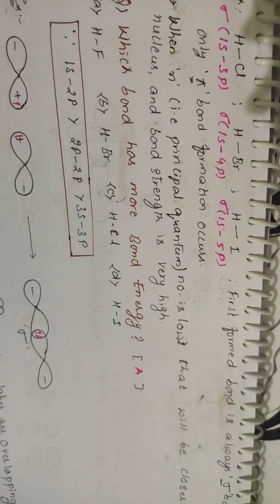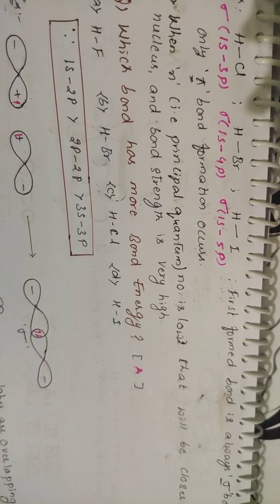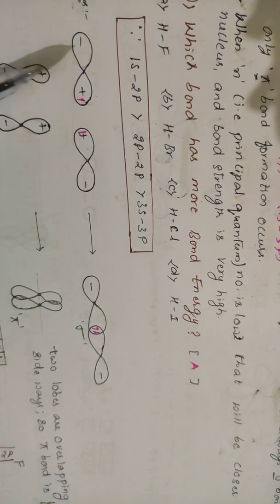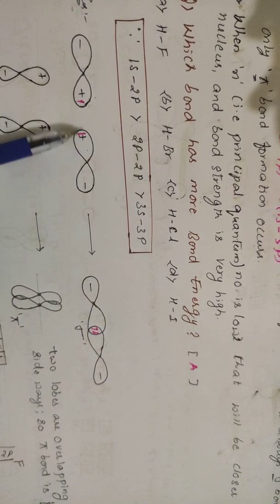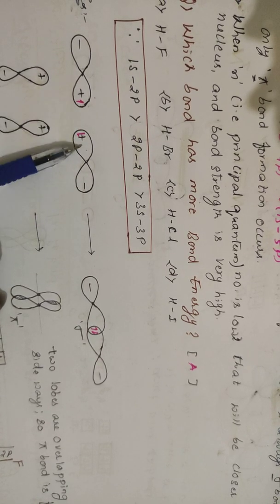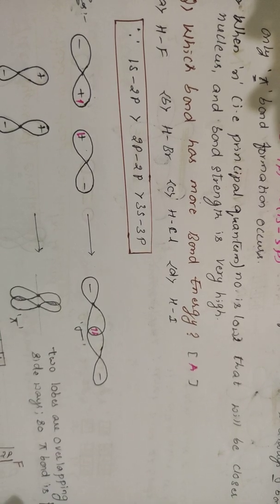Okay, so whenever the overlapping is very closer to the nucleus, then the strength of the bond will be very higher, right? In the same way, if I take two p orbitals, so these are the p orbitals. These two are getting overlapped. See, plus sign is combining with the plus sign, so that it is forming this one, so that there is a formation of the sigma bond.